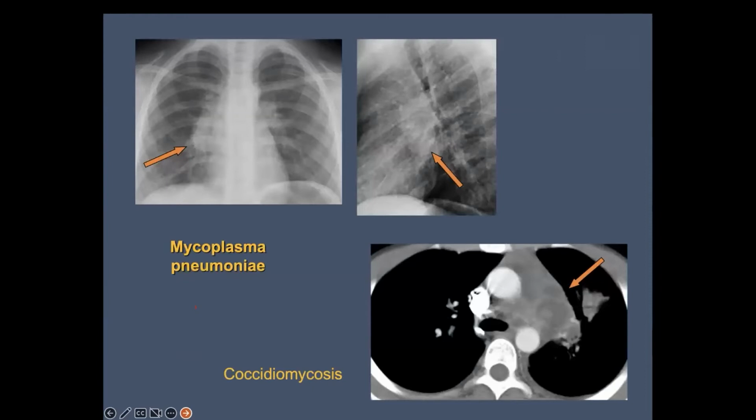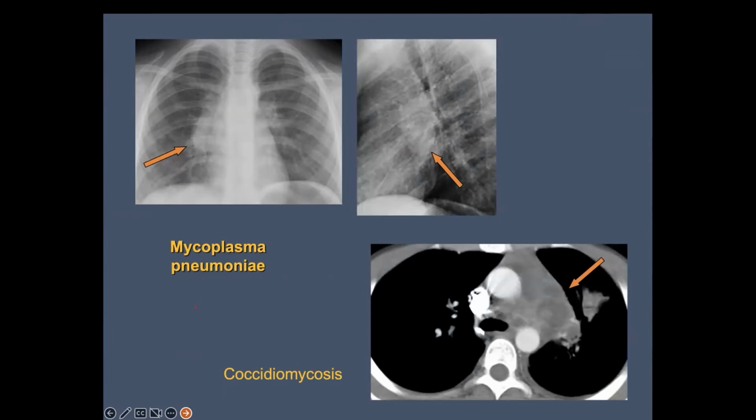Just a cautionary note is that lymphadenopathy does occur in other infections, in particular mycoplasma. My mentor when I was in radiology always taught me that if you're thinking primary TB and you see lymph nodes in the chest, the next thing you've got to say is, well, it could be mycoplasma, because they can look very similar on chest x-ray.